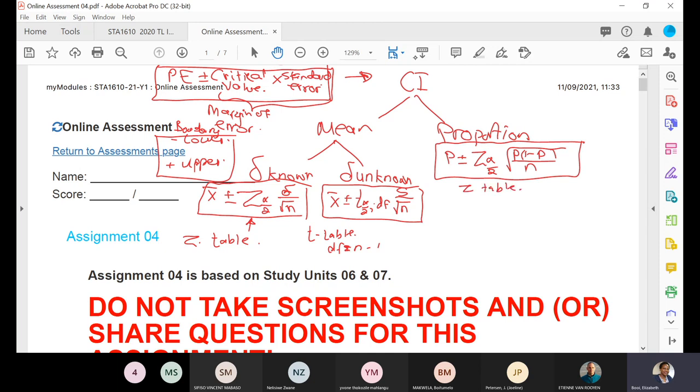However, if our sample proportion is not given, it means they would give you the number of observations satisfying that, and you divide by n to go find the sample proportion.